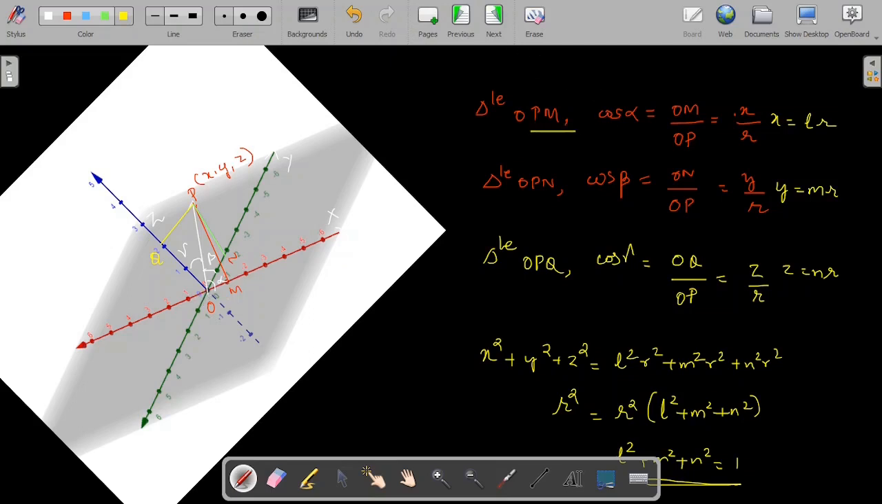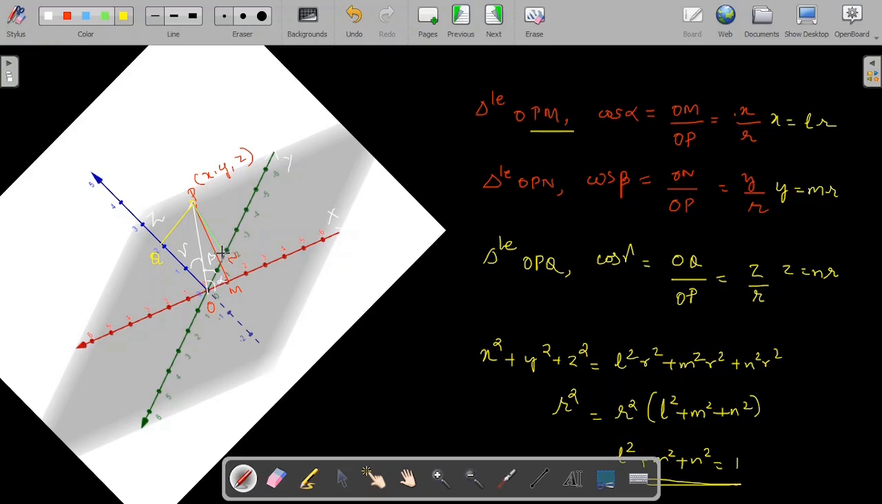From the triangle OPM, cos alpha is equal to adjacent by hypotenuse, OM by OP. OM is the x coordinate of the point. You should know this: dropping a perpendicular from the point to the x-axis, the length OM gives you the x coordinate. Then the y coordinate, the length of the perpendicular here. Not the length of the perpendicular, but the distance from the origin to the foot of the perpendicular.